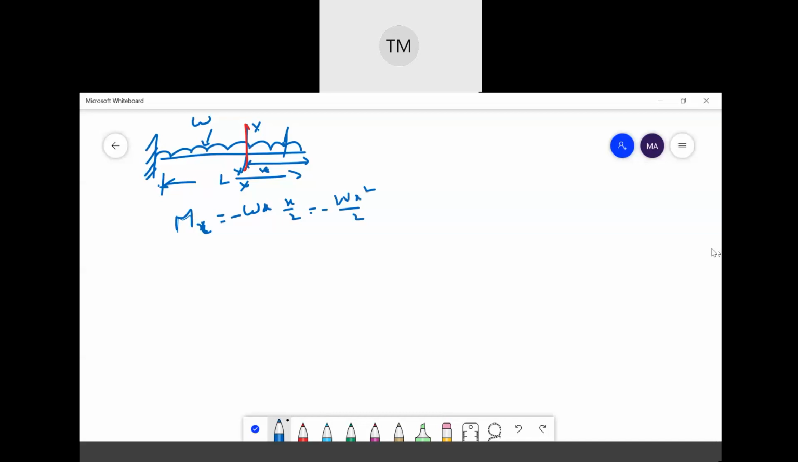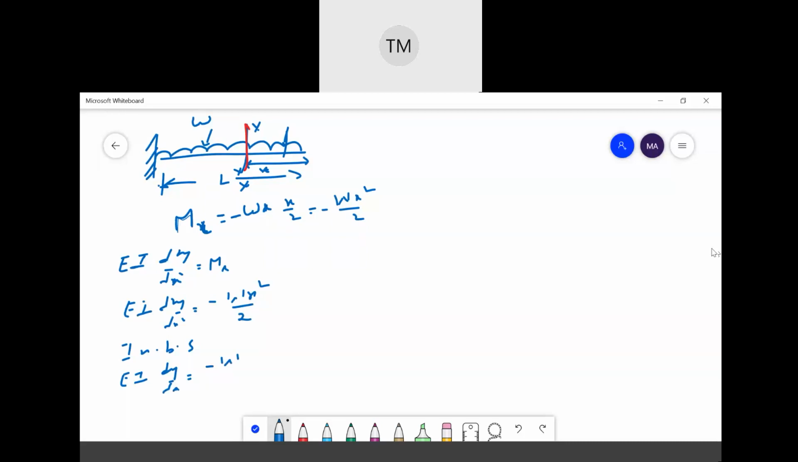Substitute in the differential equation: EI d square y by dx square is equal to Mx. That is, EI d square y by dx square is equal to minus w x square by 2. Then integrating on both sides, EI dy by dx is equal to minus w x cube by 6 plus C1.